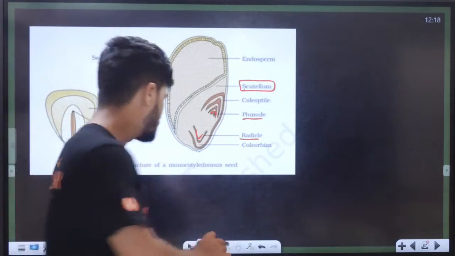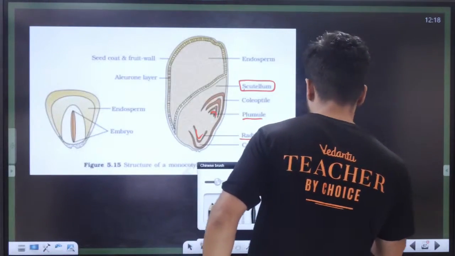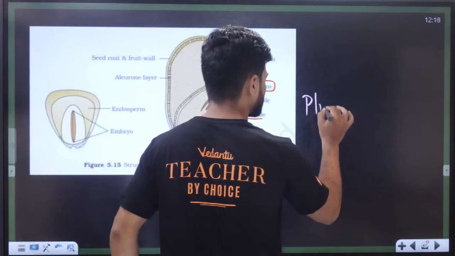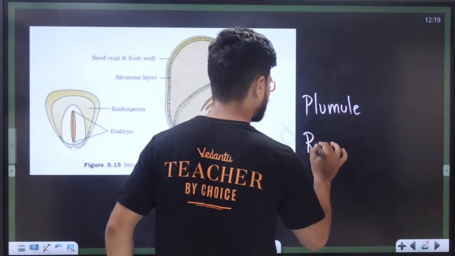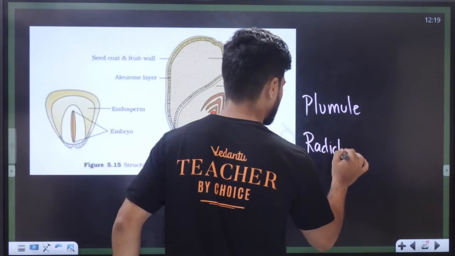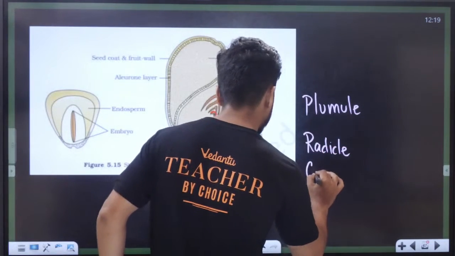All of you agree with me? So there is a small trick here. What is the small trick here? Let's write down first. Plumule and radicle. Then coleorhiza.